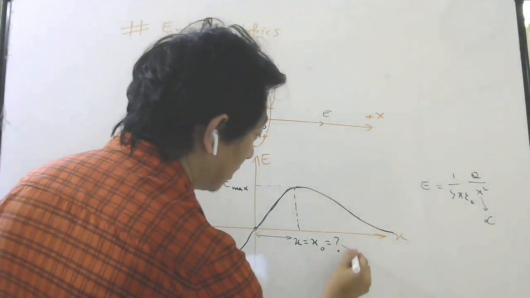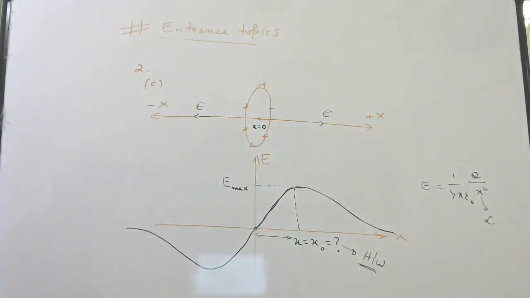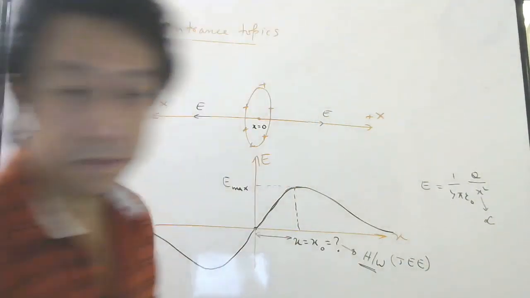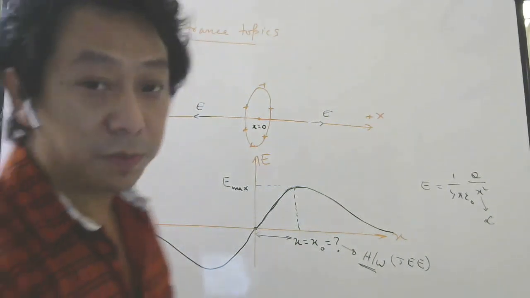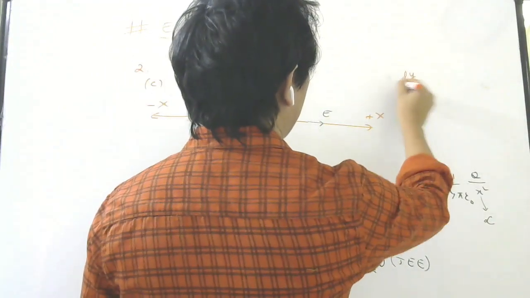What should be x? At what distance from the center will the electric field be maximum? So this I will give you as homework. Okay, so this has also come in JEE. How to find? I will give you a hint. Before I give you the hint, let me remind you about dy by dx.